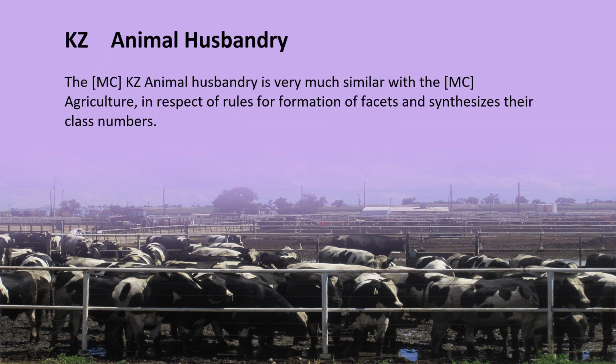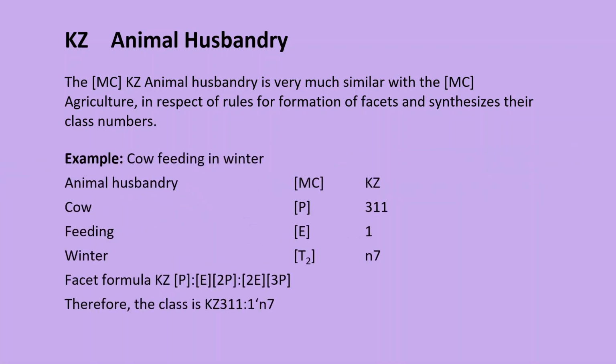Next, the main class KZ animal husbandry. It is very similar to the main class agriculture in respect to rules for formation of facets and synthesizing their class numbers. One example is shown here. Cow feeding in winter will come under the main class animal husbandry, and the other isolates come under different facets, like cow from the personality facet, feeding under the energy facet, and as we know winter will come under the second level time facet.